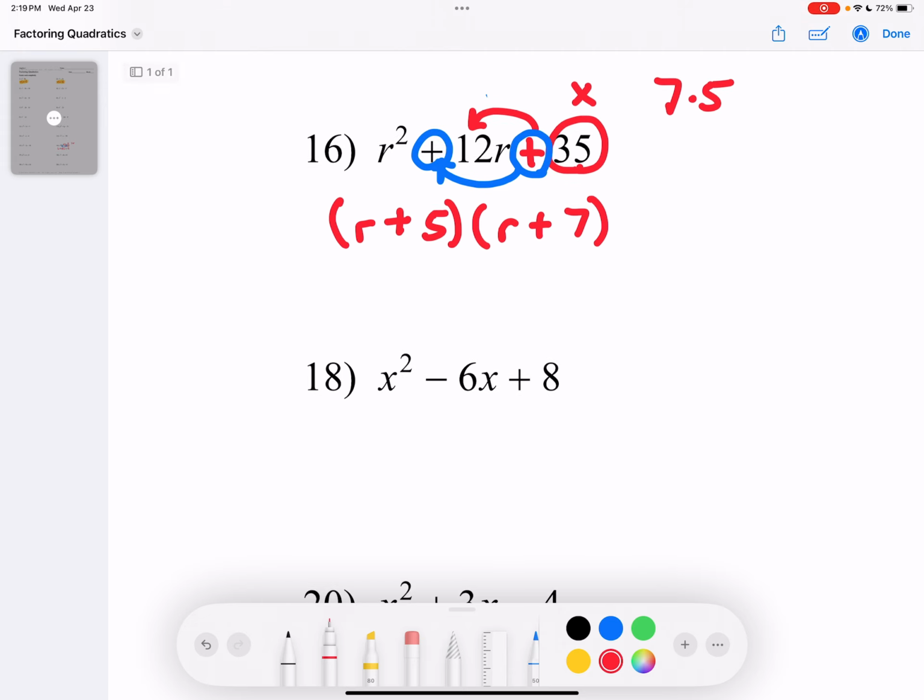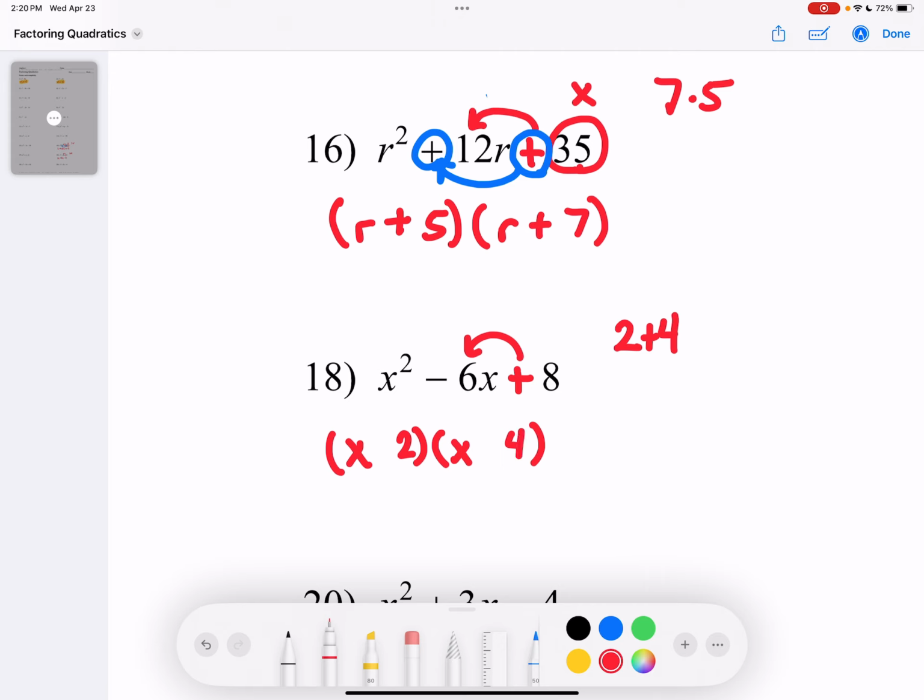With number 18, we're going to set it up the same way. So set up our parentheses. Split up the x to the second into x and x. And then 8, we can do 2 times 4. And then we're adding to get 6, which 2 plus 4 is 6. So 2 and 4 are my numbers.